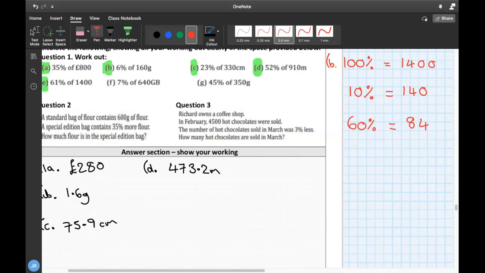Right, I need 1% now. How do you get from 10% to 1%? Divide that by 10. So I divide 140 by 10 as well. And I've done the same here. Right, final thing is add them together. To make 61%, you've got a 60% and a 1%. So I need to do the same with my amounts, 84 and 14. Here, 84 plus 14.